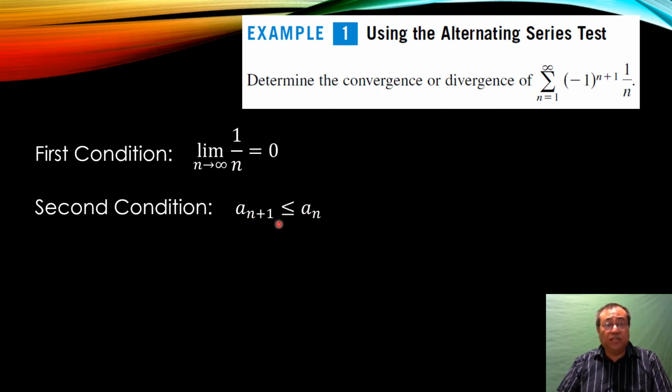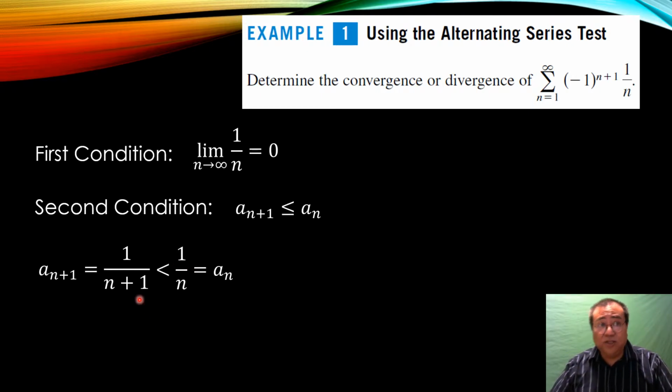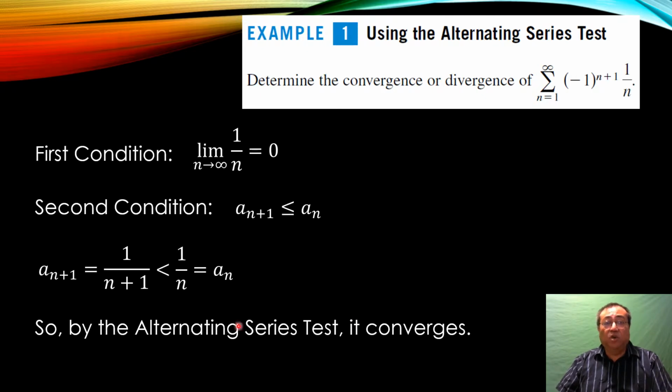The second condition is pretty straightforward. a sub n plus 1 is 1 over n plus 1. And it should be obvious by now that 1 over n plus 1 is smaller than 1 over n. Whenever the denominator is bigger than the denominator of another fraction, the fraction itself is smaller, right? It's the exact opposite. So it passes the second condition, and by the alternating series test, this series converges.